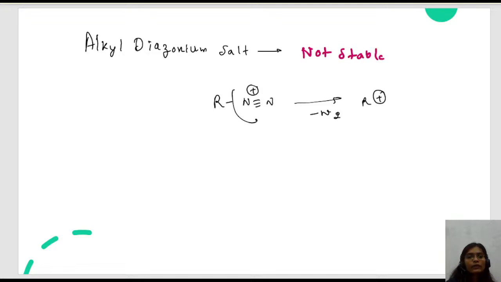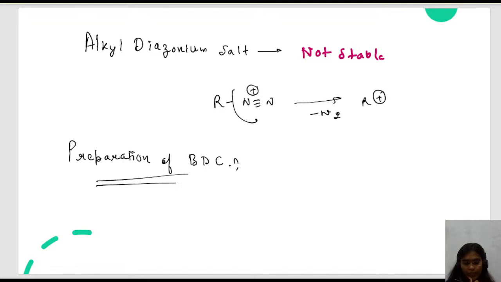Now in the diazonium part, we are going to discuss some important topics, starting with the first point: how to prepare this. Preparation of BDC. If I'm using this word BDC, it means benzene diazonium chloride. As I already told you, alkyl is not stable, so the discussion is only about the aryl part here.